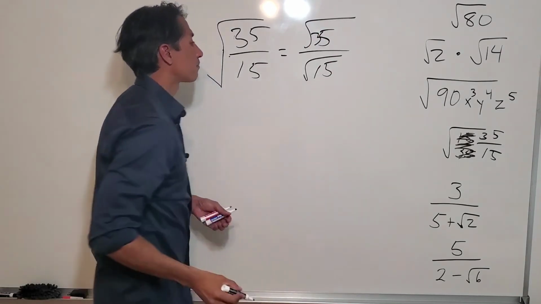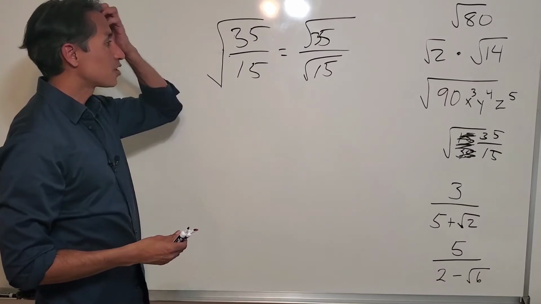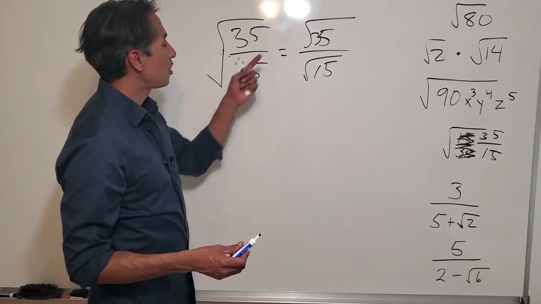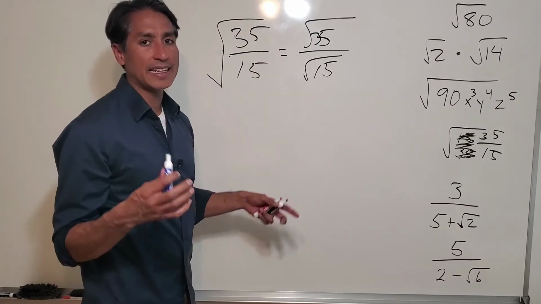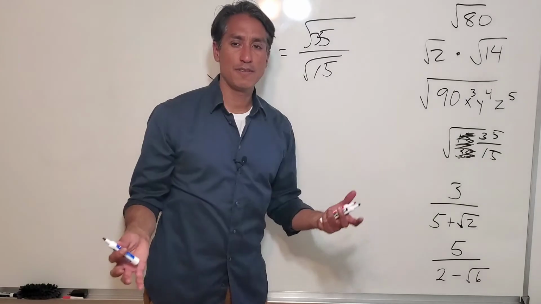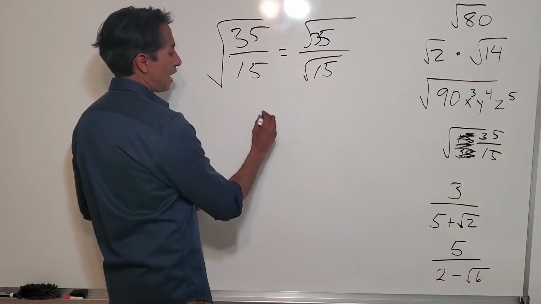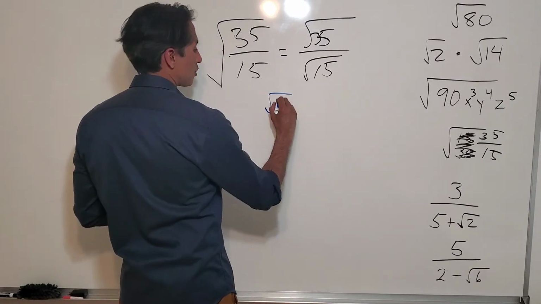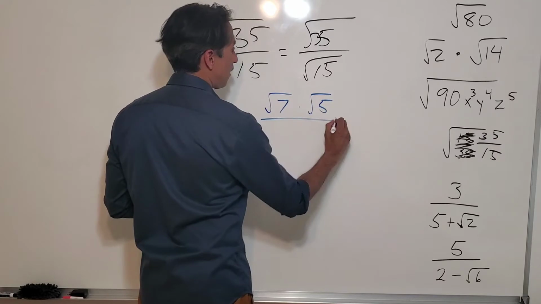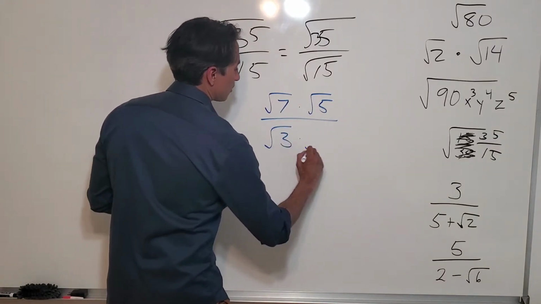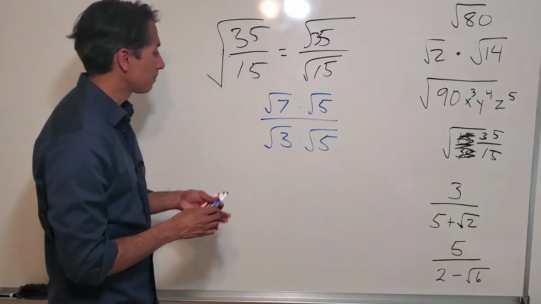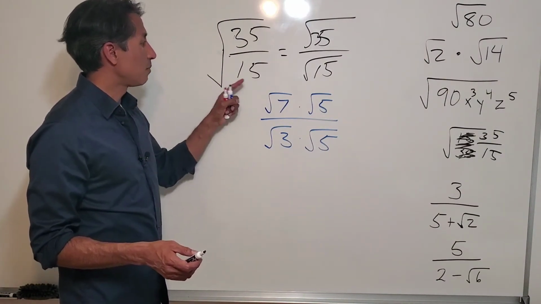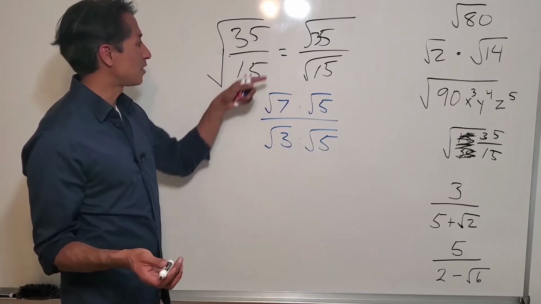Square root 15. Okay, there's a couple ways to do these. It really depends on what is going to be best for you. You could bust these into smaller parts and cancel. So let's do that method first. Square root of 35 is what? Square root of, what's a 35? Square root of 7 times the square root of 5 over square root of 3 times the square root of 5. Okay? So the first way we can do this is we can just bust these apart as much as we can into the factors.